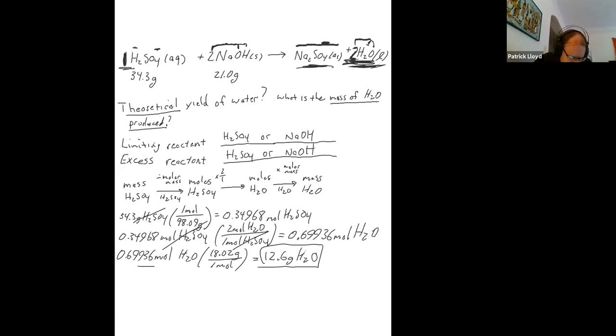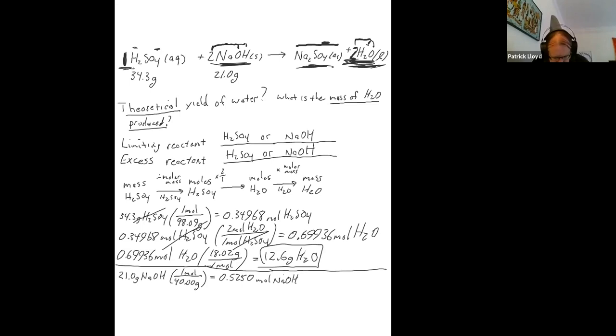The second one, we're going to do essentially the same thing, but with the second reactant, the sodium hydroxide. So 21 grams sodium hydroxide. We talked about it yesterday. When you calculate sodium hydroxide, it comes out to 40 grams per mole, 40.00. So you have 21 over 40, which is 0.5250 moles of sodium hydroxide.